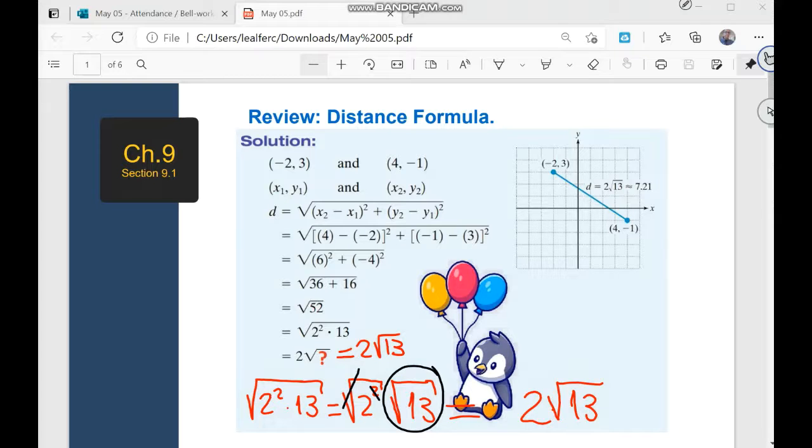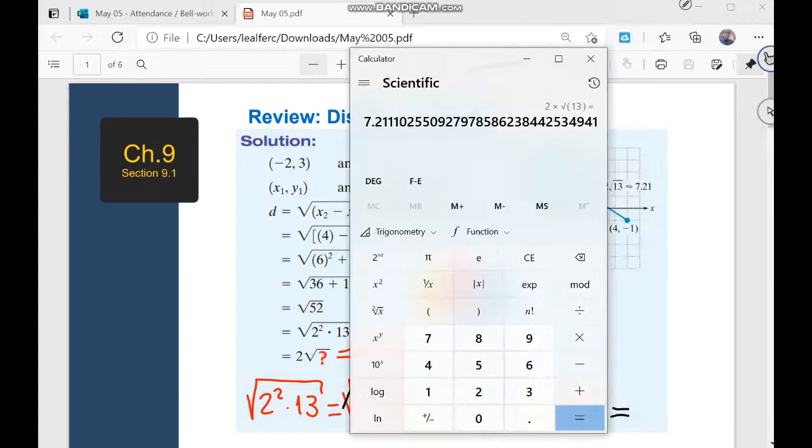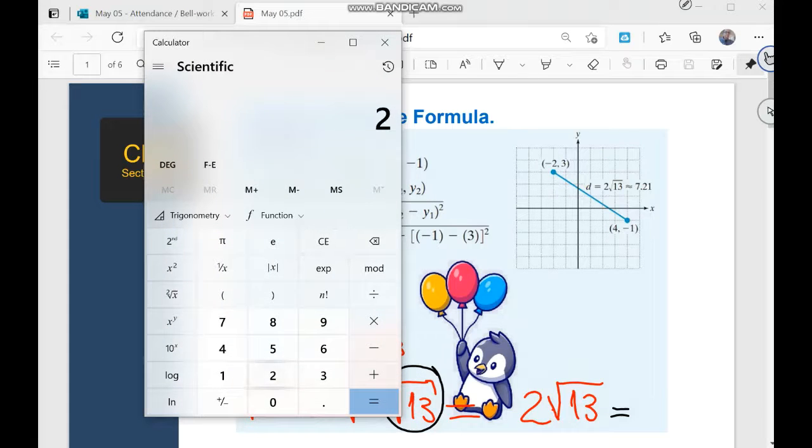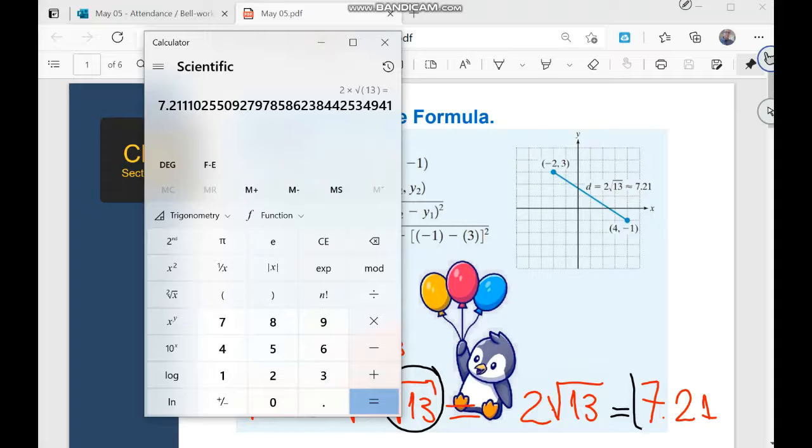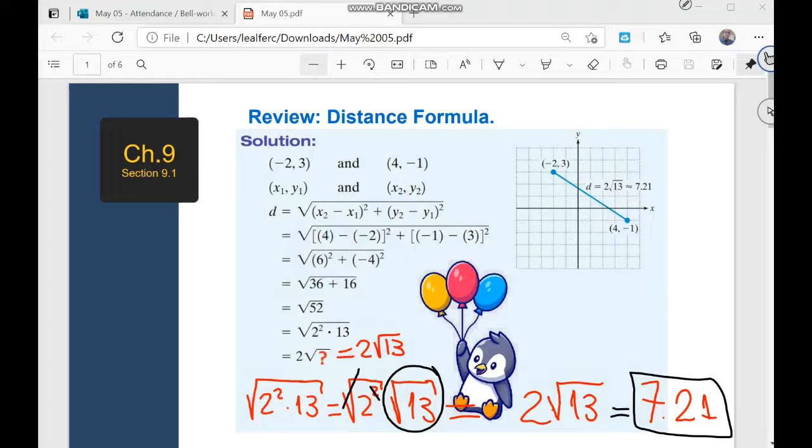The only thing we can do is find an approximation if the question asks. So you bring your calculator and you try to find an approximation. 2 times the square root of 13 equals, and let's say the question asks you to round to 2 decimal places. This is equal to 7.21, right? But you cannot find an exact answer. It has lots of decimals. Okay? All right.